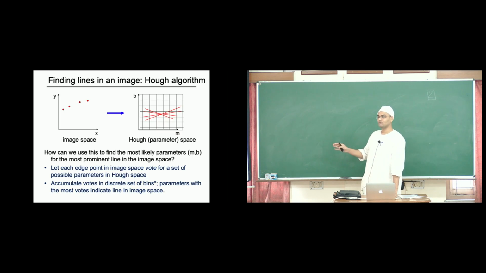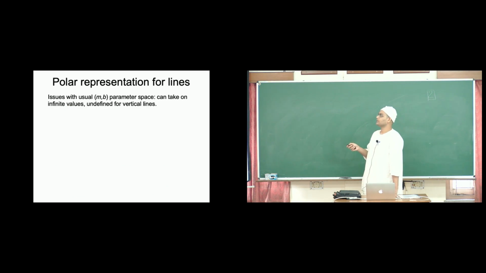Now, the problem will come, and that is why I will not use this idea, but rather will go to polar coordinate. Accumulate votes in discrete set of bins, parameters with the most votes indicate line in the image, right. Now the problem of this is, with the usual m, b parameter space, it can take infinite values, undefined for vertical lines. So I really cannot do much. Okay? So I need to move to polar representation.